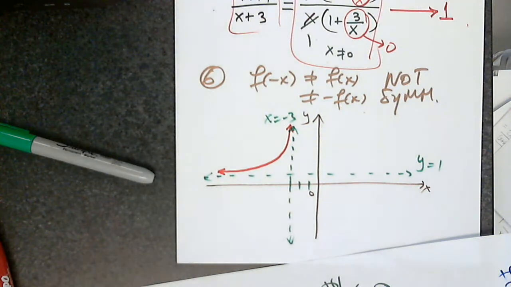A function may cross a horizontal asymptote. That is allowed because the horizontal asymptote is basically at infinity. But it can never cross a vertical asymptote. It can cross a horizontal and it can cross a slant, but it will never cross a vertical asymptote because it's undefined there. Okay.